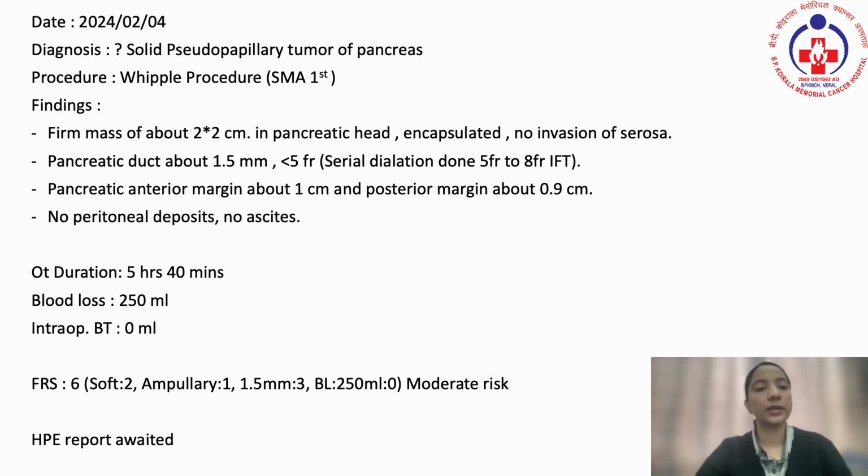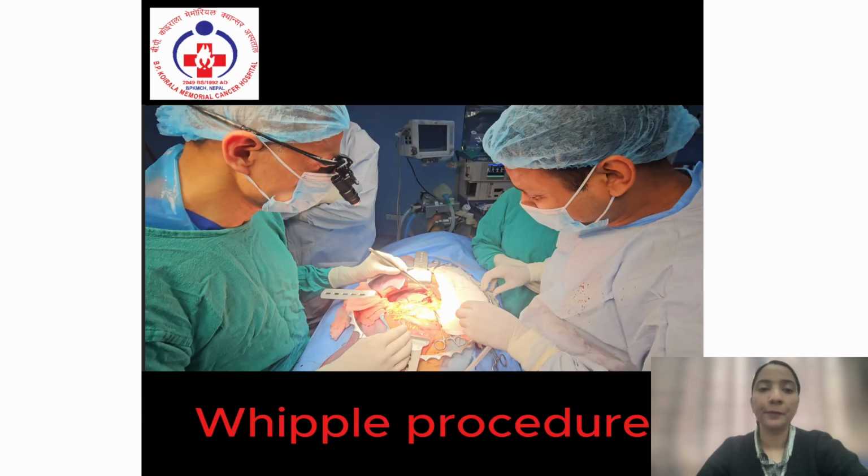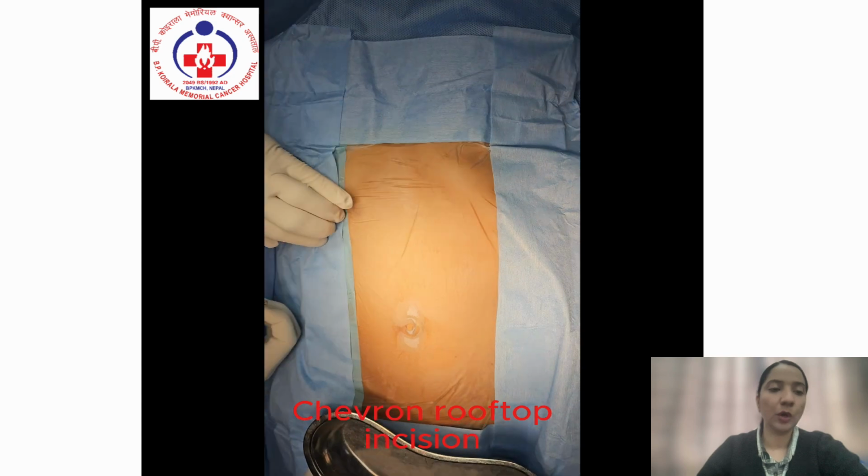The fistula risk score becomes 6, since the pancreas was soft, it was an ampullary lesion, and the size of the duct was only 1.5 mm, making it a moderate risk for fistula. The histopathological examination of the specimen is awaited. And here is a small video of the procedure.